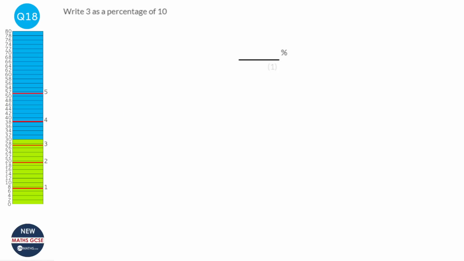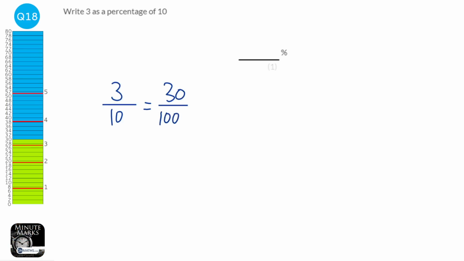So 3 as a percentage of 10, the first thing we can do is write that as a fraction. So 3 over 10. And then I can get the bottom to be 100 and the top will become the percentage. So I can times the top number here by 10. So that becomes 30 over 100. And percent means per 100. Here we've got 30 per 100, or 30%.